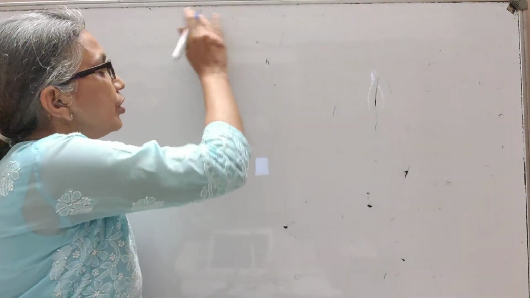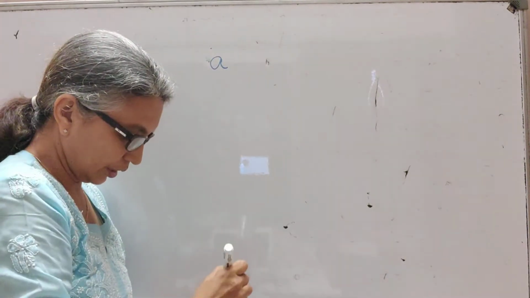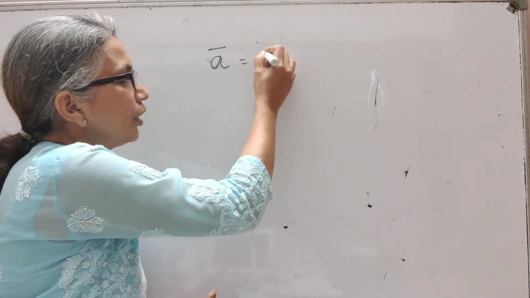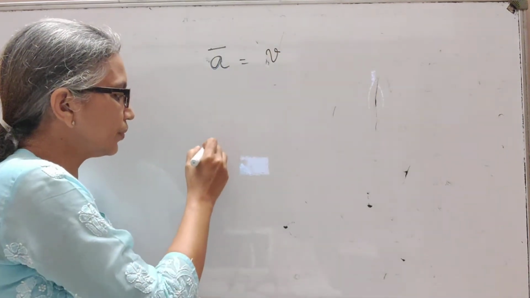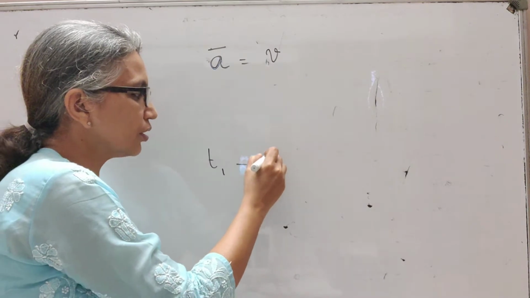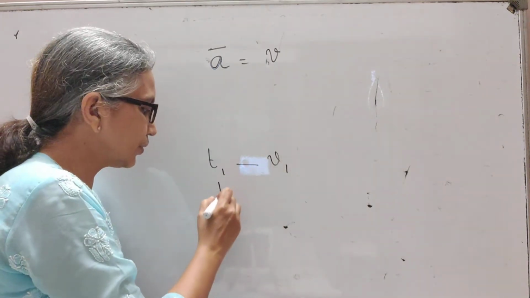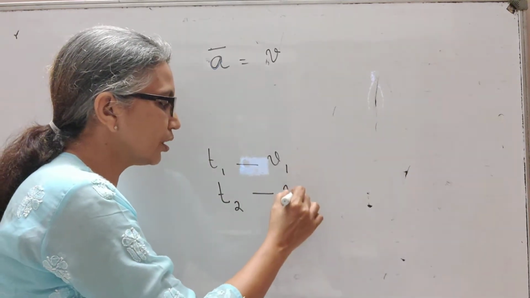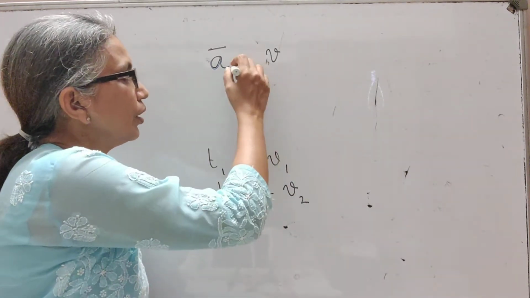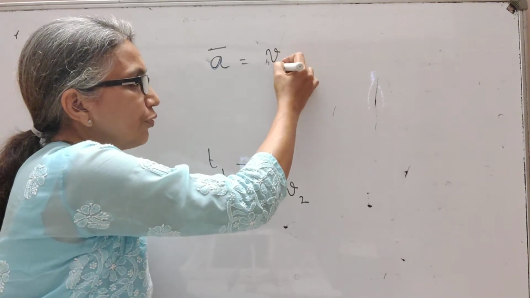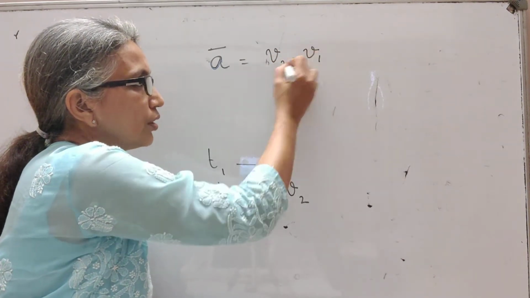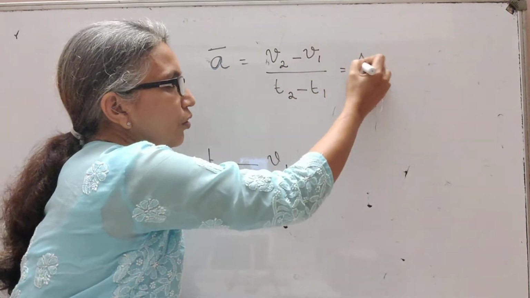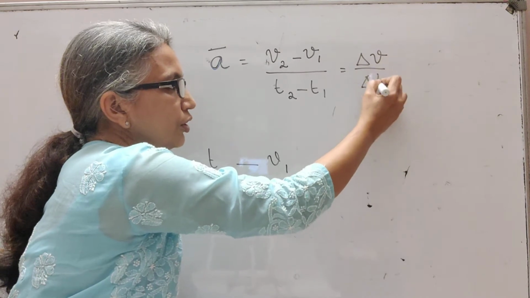So you define average acceleration as a bar. Average acceleration, written as a bar, should be equal to, let's say at time t1, the body had a velocity v1. After some time, at a new time t2, the body's velocity has changed to v2. So a bar, average acceleration, is final velocity minus initial velocity divided by t2 minus t1, which is what we call change in velocity by change in time.